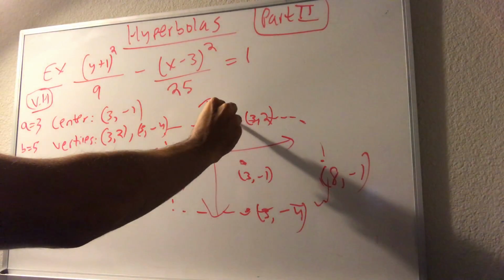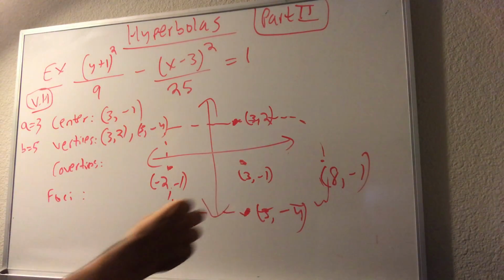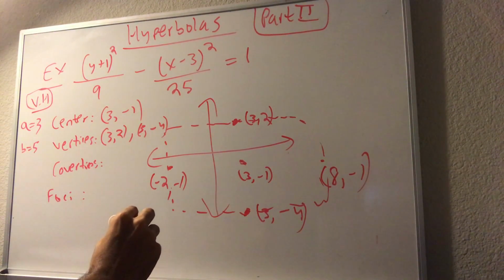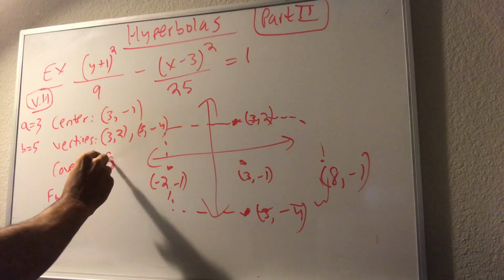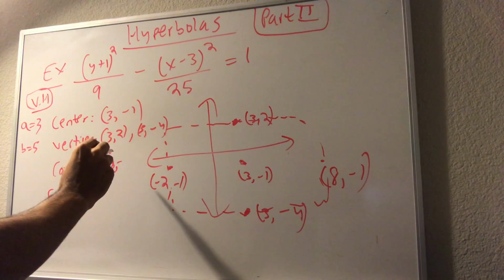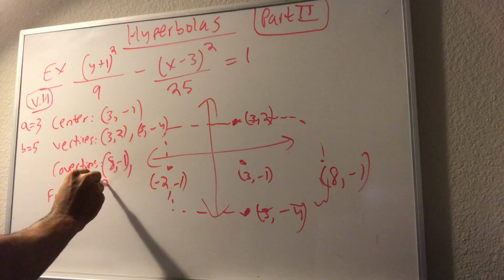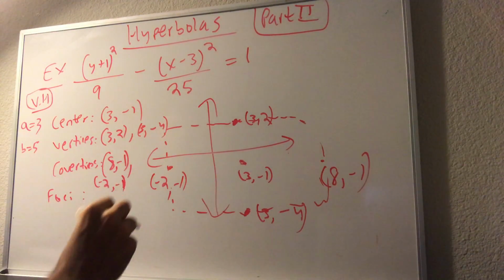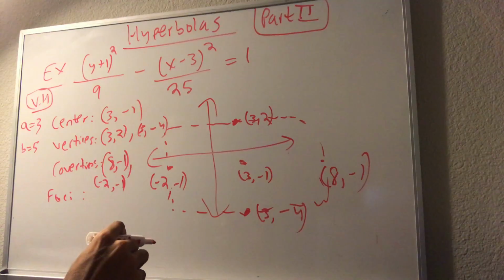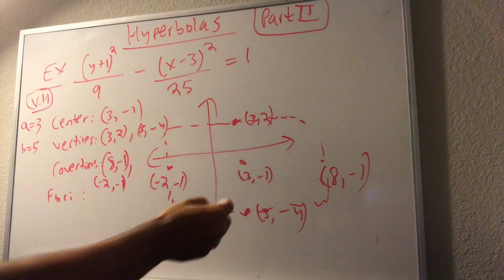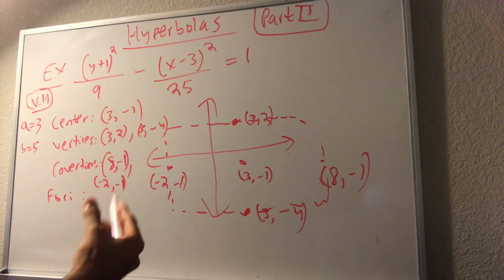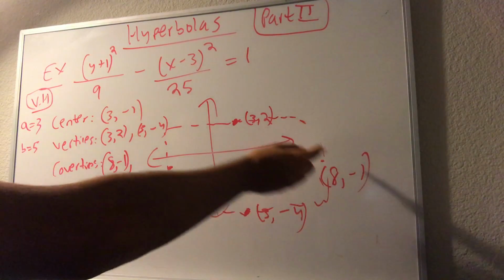And so I always say that these are your vertices, right? And your co-vertices are obviously 8 comma negative 1, and then you have negative 2 comma negative 1, right? So this is important because your vertices are the main vertices. Now when you graph this, you see that this is a good sketch of a box, right? You connected all those points.